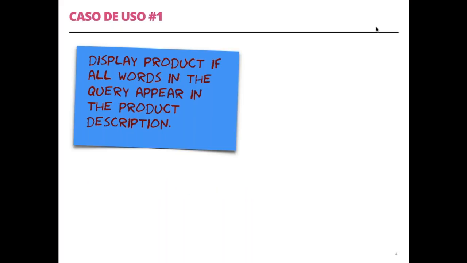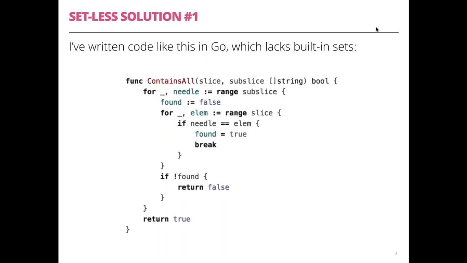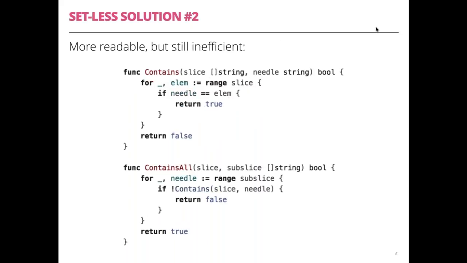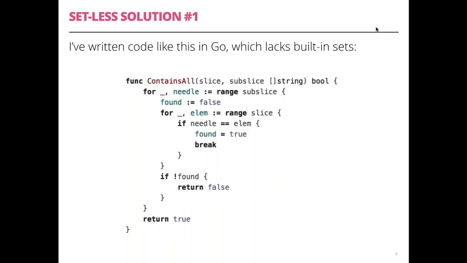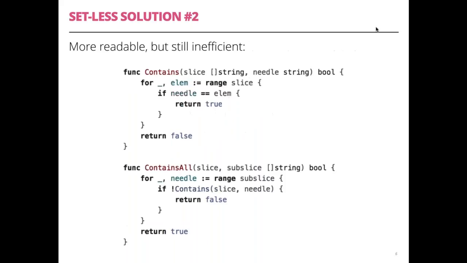For instance, suppose you have this story that you need to implement: display the product if all words in the query appear in the product description. I've actually written code like this. This is Go code, and Go doesn't have a set type, so I have to write code like this. This is a little bit better because now I have a contains and a containsAll function instead of those nested loops, which make it really hard to reason about, but it's still very inefficient, because I'm using slices, which are like lists. So I have to scan each slice to determine whether the other is contained, for each element. It's complicated and it's not very fast.